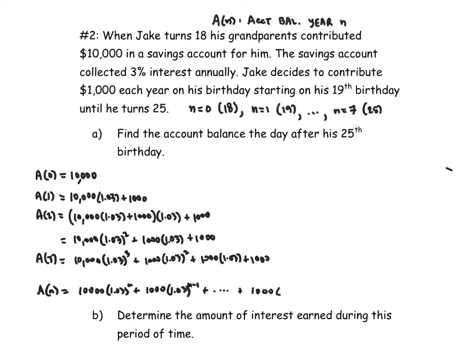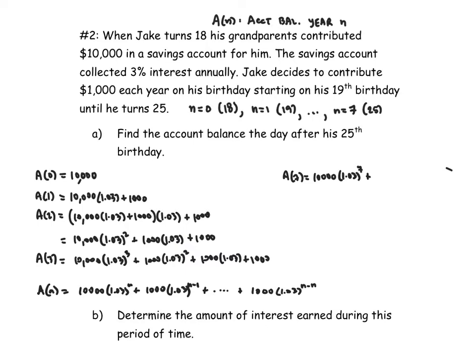Okay, which would be 1.03 to the n minus n. So we're tiering this off. If we want to know how much he would have in his 7th year, that would be 10,000 times 1.03 to the 7th, plus then a bunch of stuff, right?